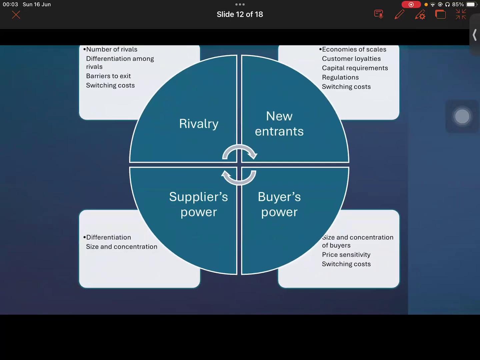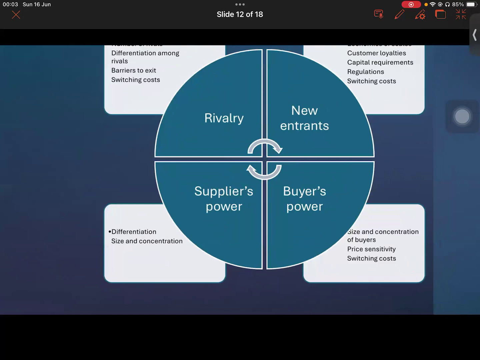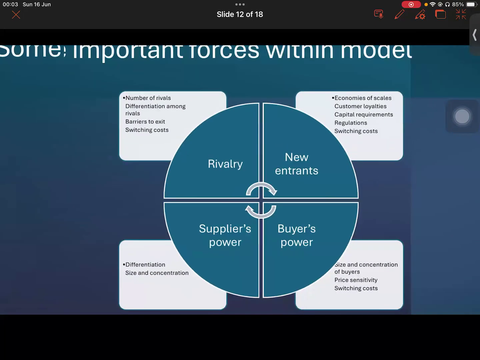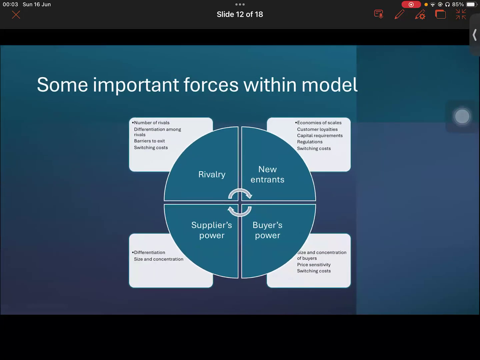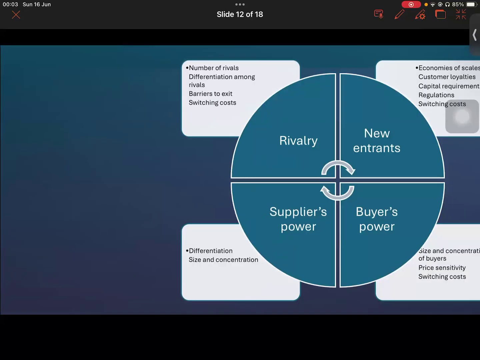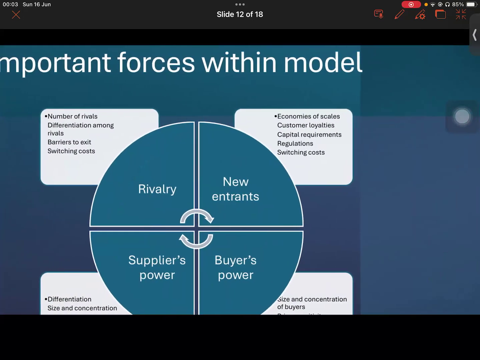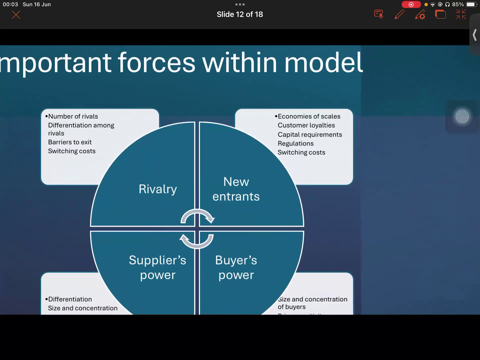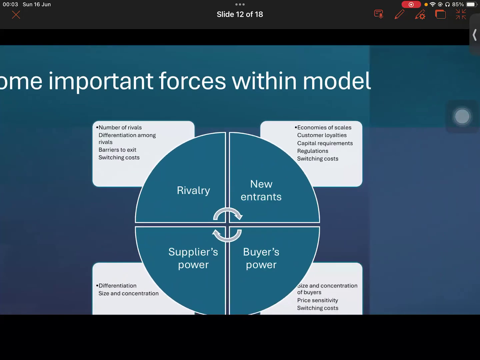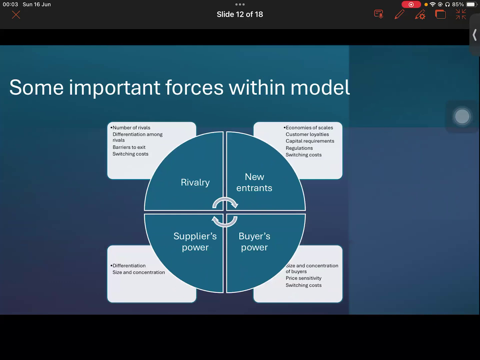So when you feel confused about some factors or some determinants, it's best that you go online. You need to search them on Google and read about them. For example, with new entrants, one of the very important determinants is the economy of scale. To understand economy of scale, you need to do your own research.